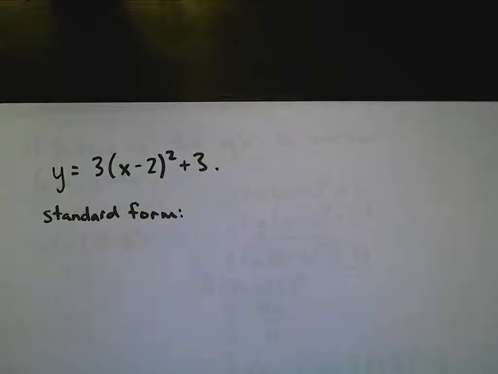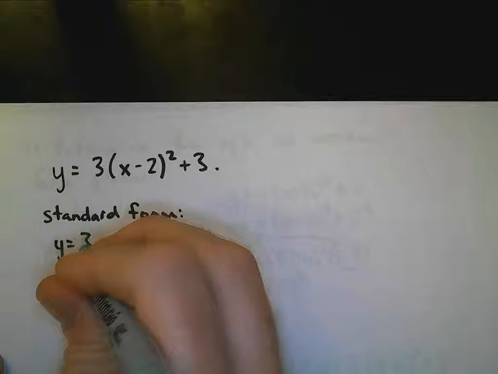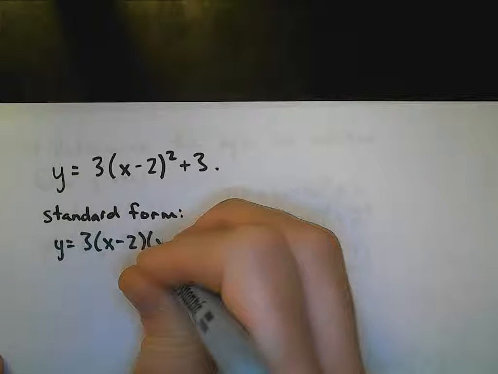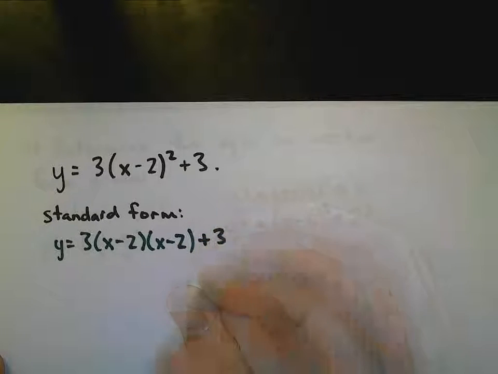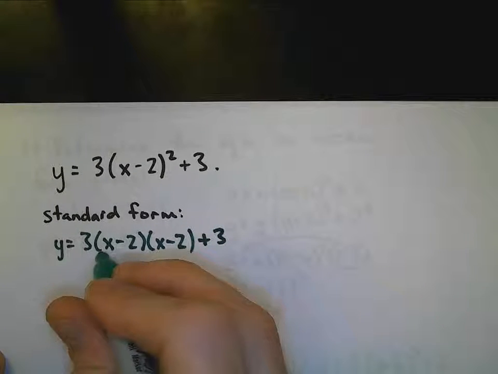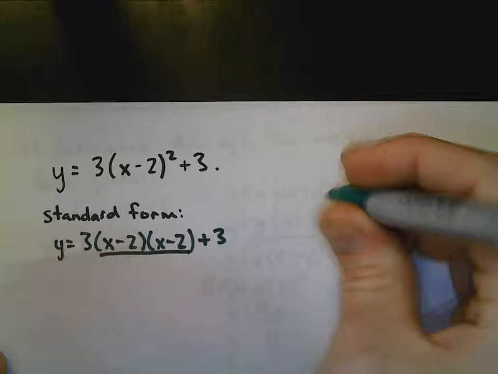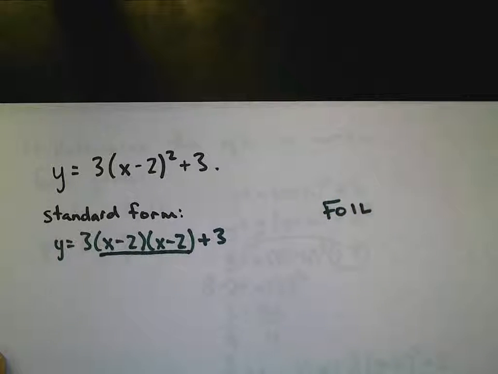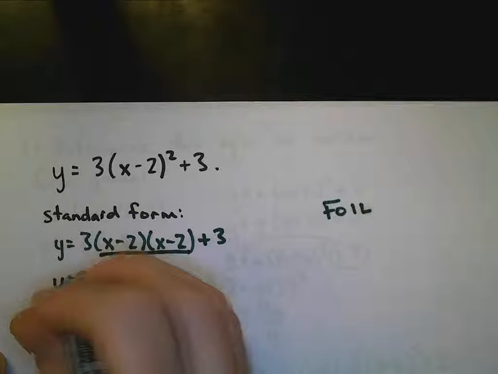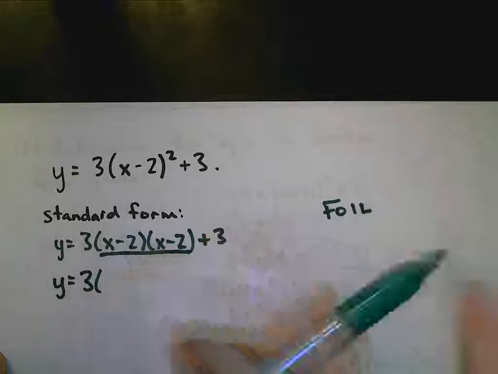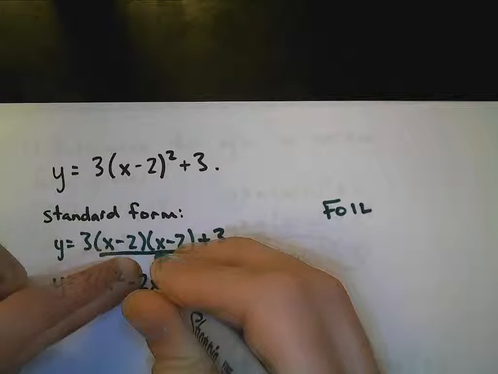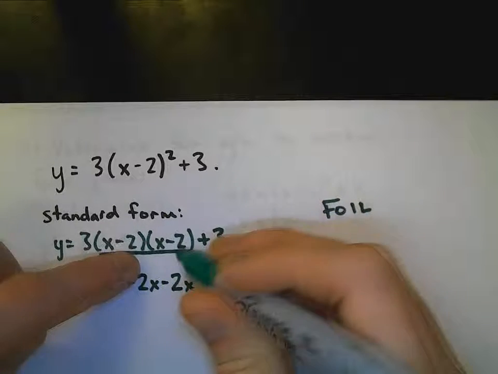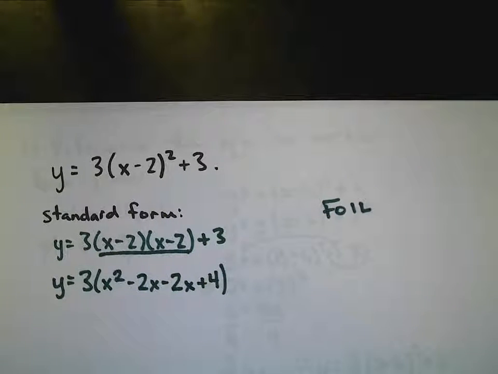Well, to write this in standard form, we have to realize that we have to expand (x minus 2) squared, and make sure you keep the addition of 3 outside the brackets. To expand (x minus 2) squared, we must use FOIL. So that means we must multiply the first terms, the outside terms, the inside terms, and the last terms. All must be multiplied together. I leave the plus 3 outside because I'm adding that later on.